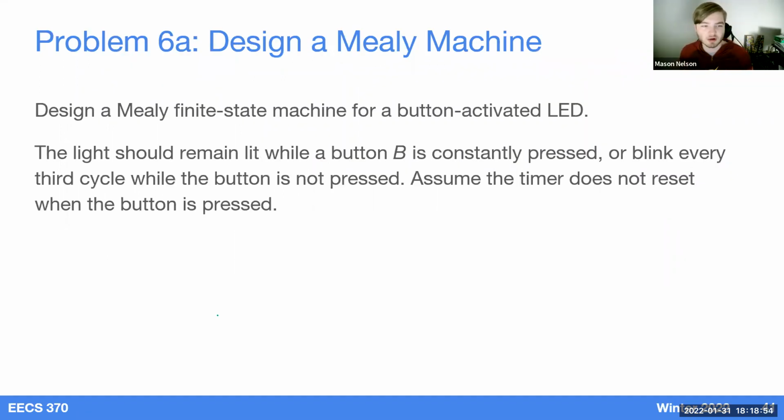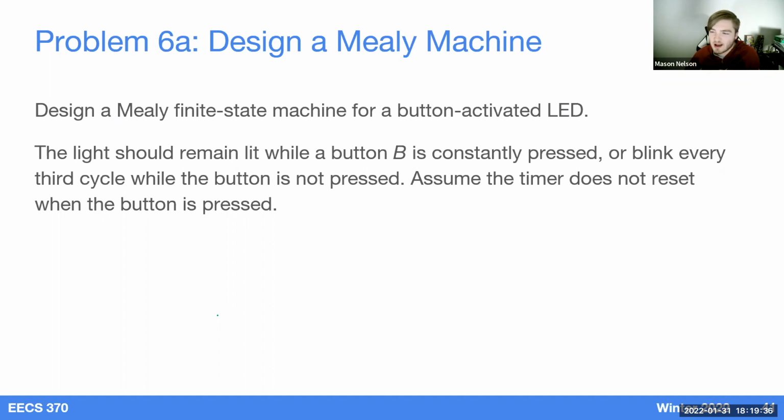Problem 6, we're going to first make a Mealy FSM for a button activated LED. If we hold down a button, which is going to be our input, then our light is just going to be on. But otherwise, the light will just blink every third cycle. For now, we're going to assume that the clock is moving so fast that humans can't really tell. Otherwise, we might lift our finger from B, and then it would take some delay before it turns off the light. But let's go ahead and make this machine.